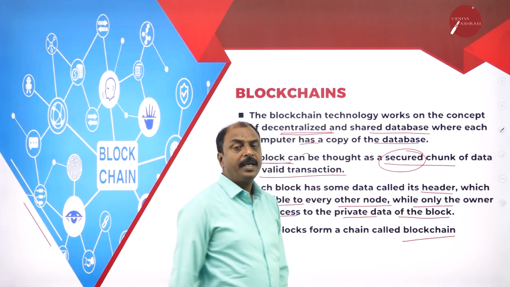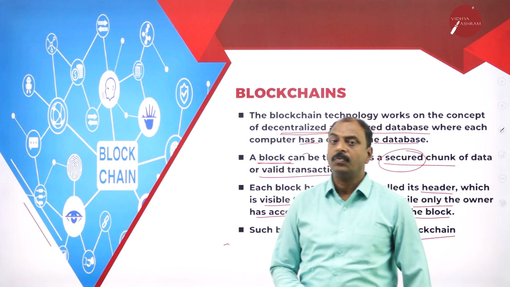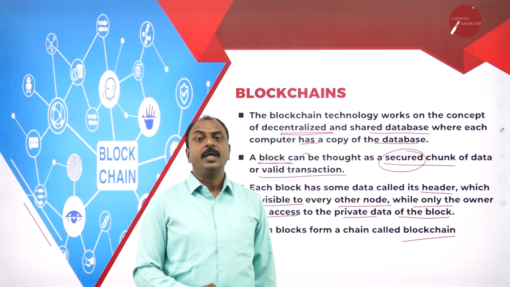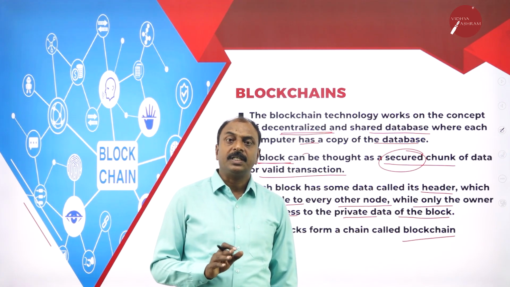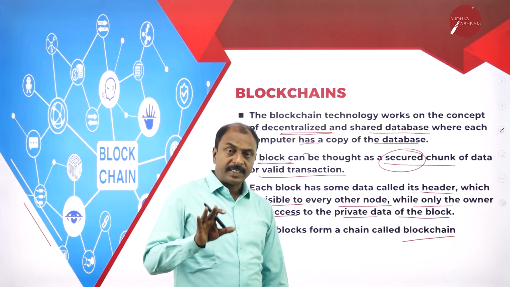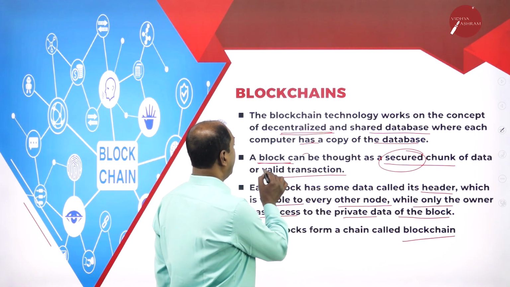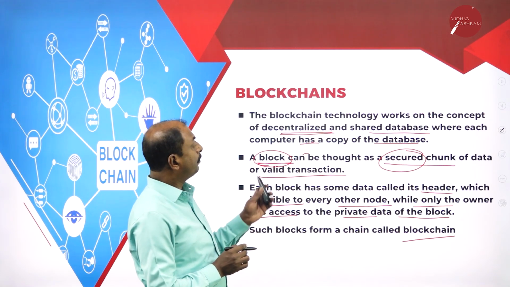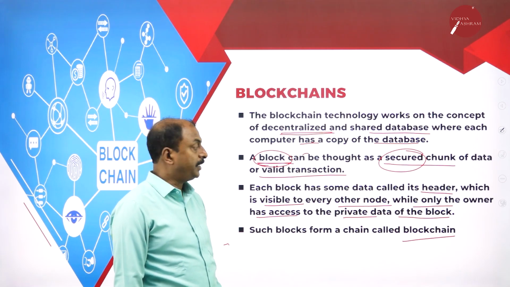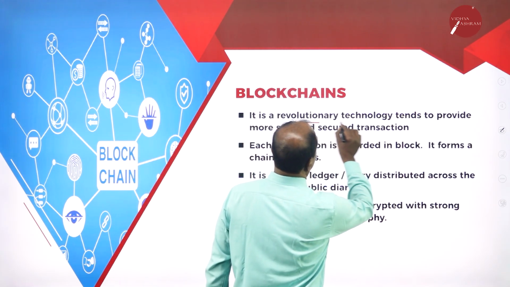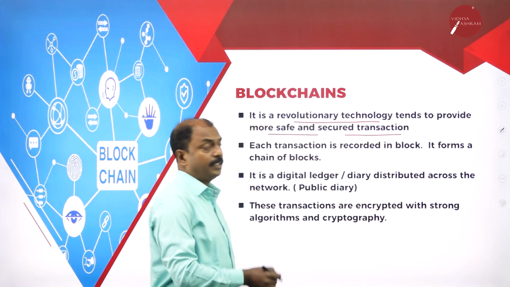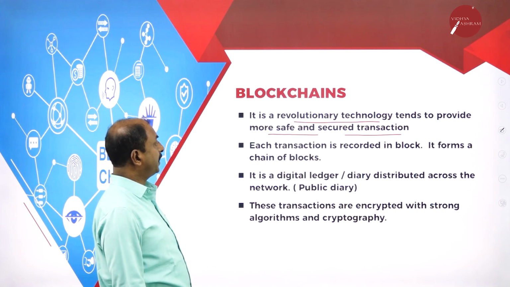A blockchain is a network of limited resources, and all the users or nodes will be informed of each and every transaction that takes place in the network. Each transaction is recorded in a place called a block, and all the blocks come together to form a chain. It is called blockchain technology. It is a revolutionary technology that provides safer and more secure transactions. This is the plus point of blockchain technology.